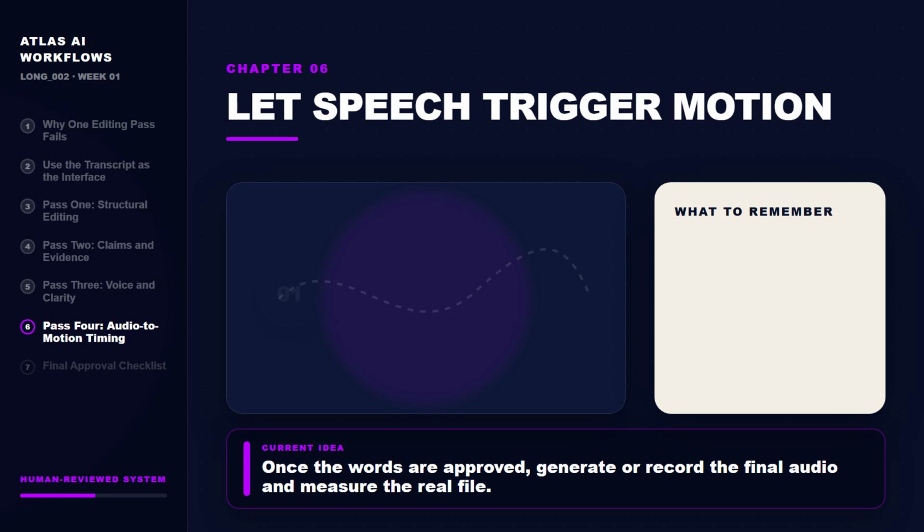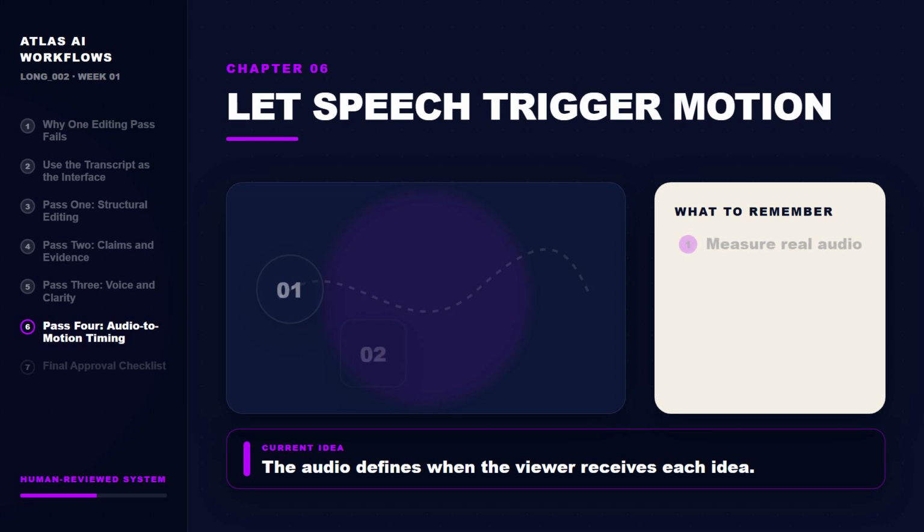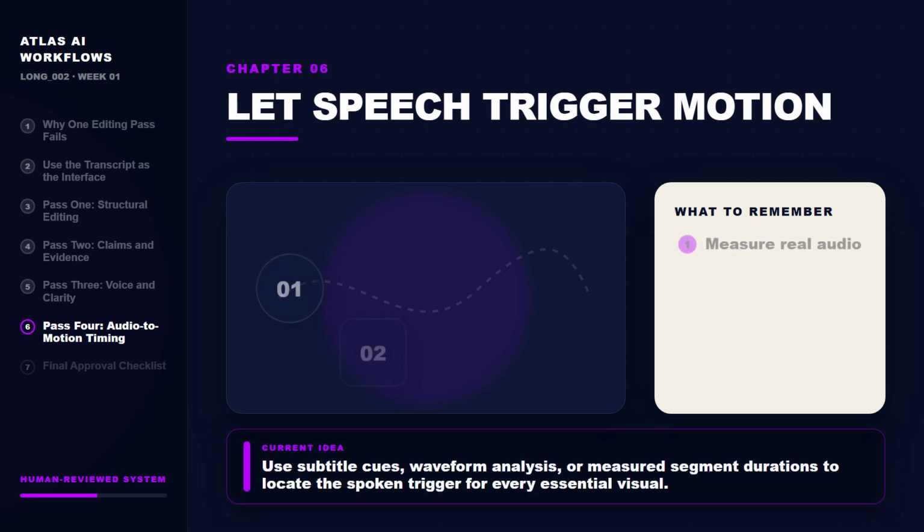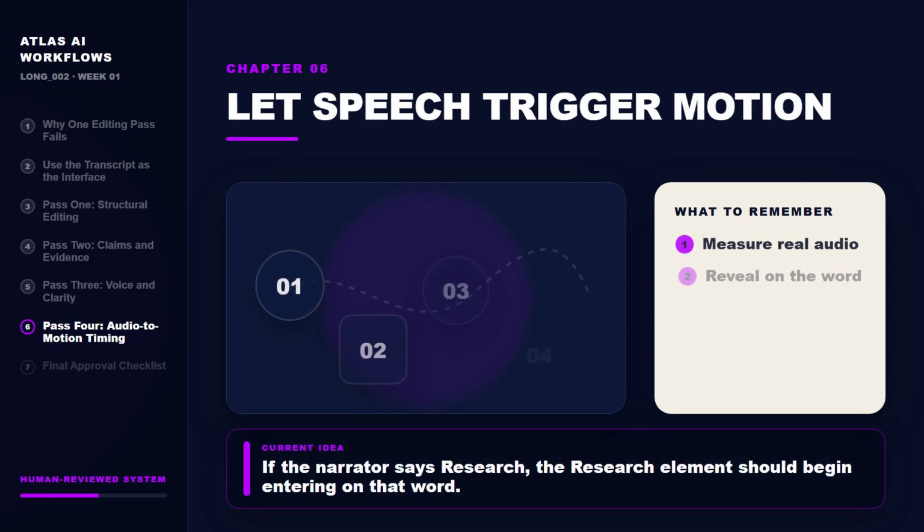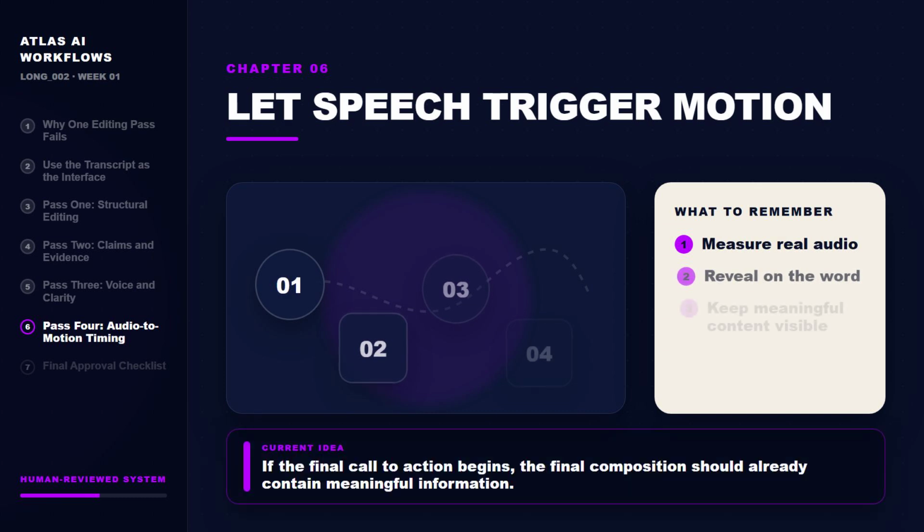Once the words are approved, generate or record the final audio and measure the real file. Do not force a predetermined duration by stretching the voice or inserting empty scenes. The audio defines when the viewer receives each idea. Use subtitle cues, waveform analysis, or measured segment durations to locate the spoken trigger for every essential visual. If the narrator says research, the research element should begin entering on that word. If the final call to action begins, the final composition should already contain meaningful information.